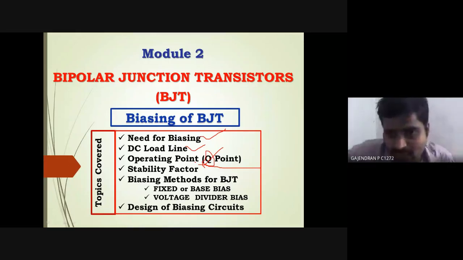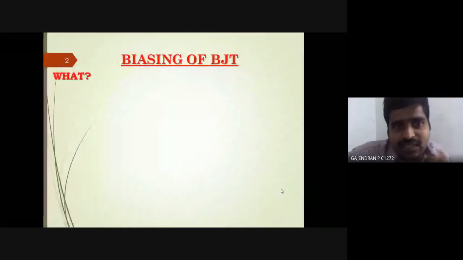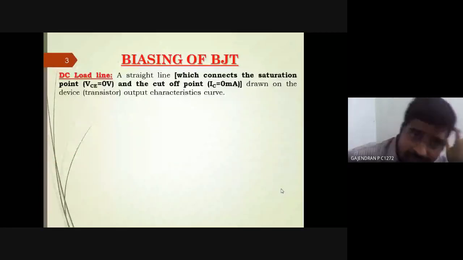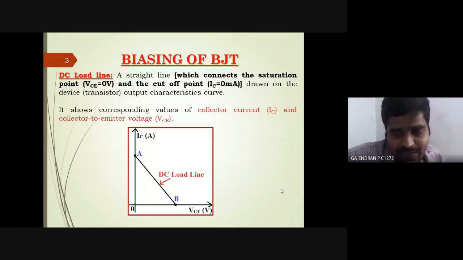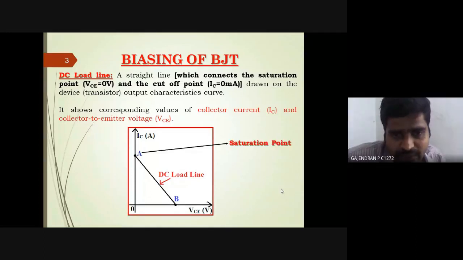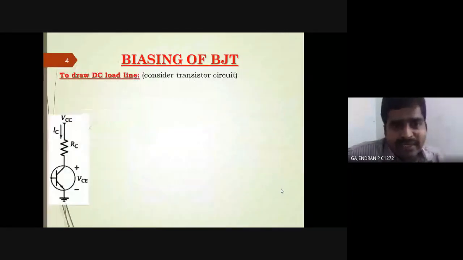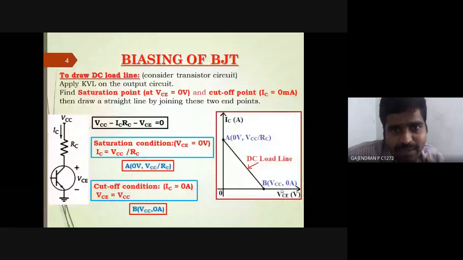Before that, let me show the content what we have seen already. Since it is a huge gap, first one is what is biasing, then why we need biasing, then DC load line. DC load line we will draw in output characteristics or input characteristics? Output, very good. Then you will find 2 points, saturation point and cutoff point. Then the procedure to draw the DC load line we saw in the common emitter configuration.